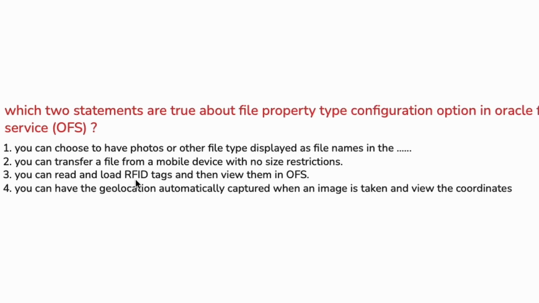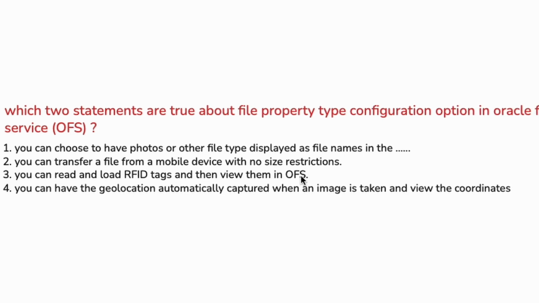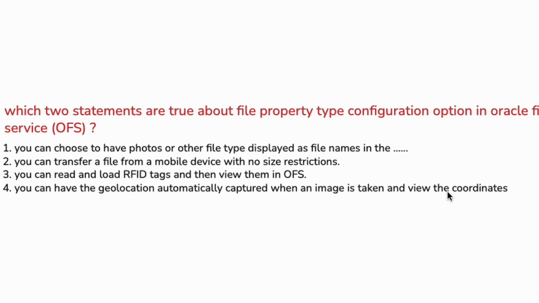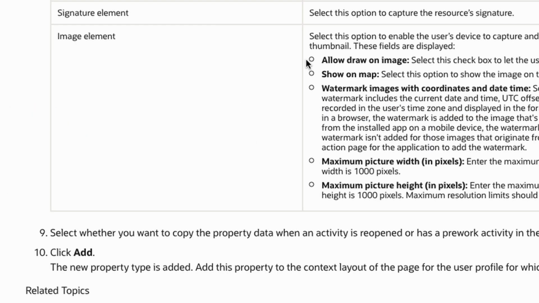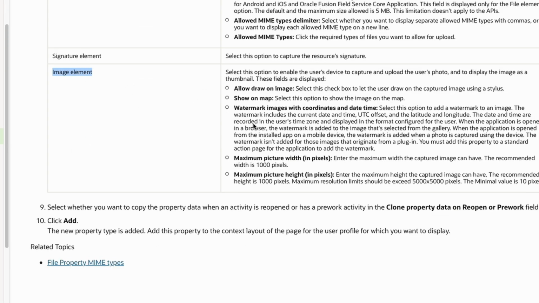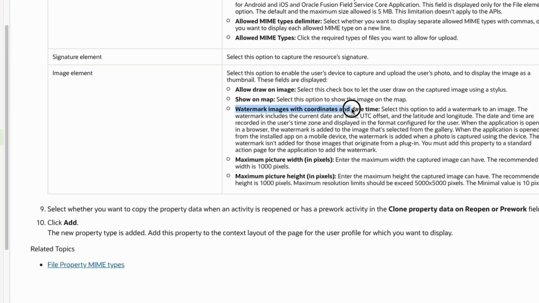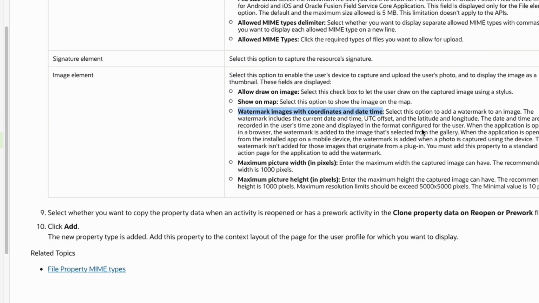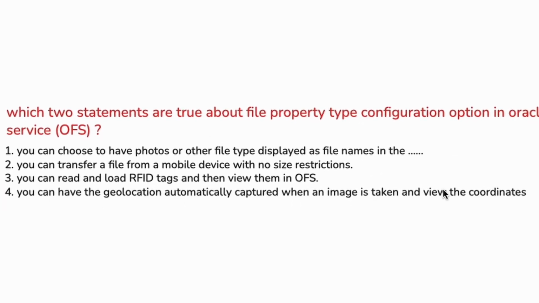You can read and load RFID tag and then view them in OFSC. This is also incorrect. You can have the geolocation automatically captured when an image is taken and view the coordinates. So this is correct. On the image, we can have the watermark with coordinates and date time. So we can have a geolocation captured. So option fourth is the correct option.